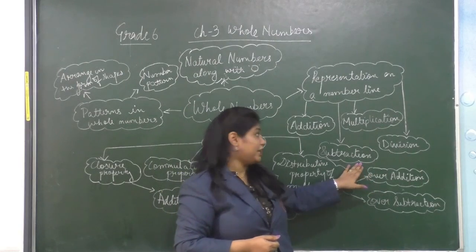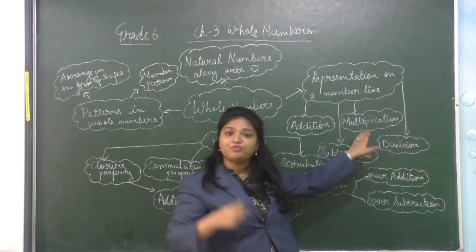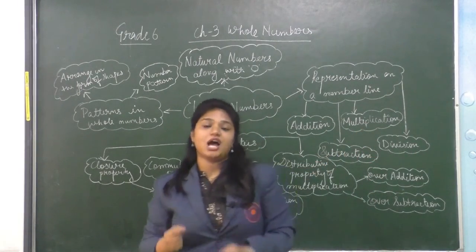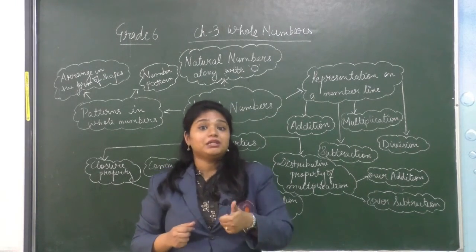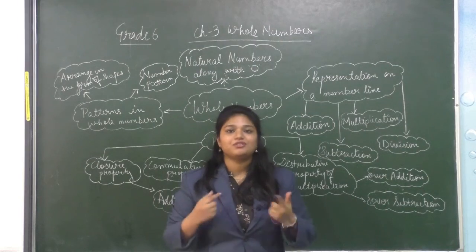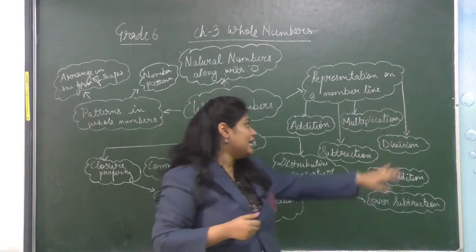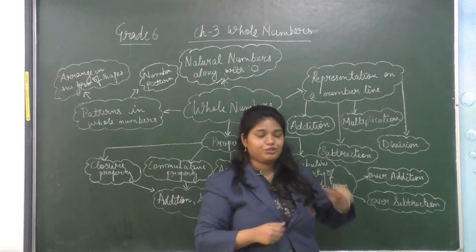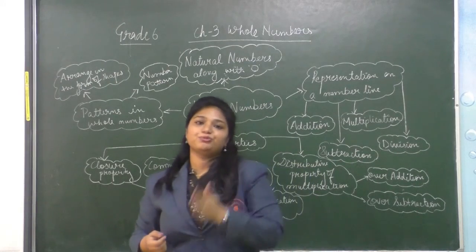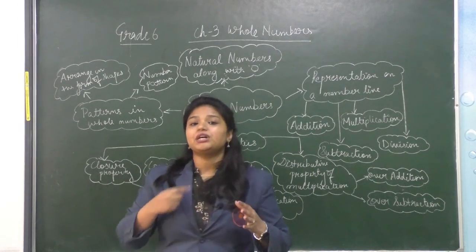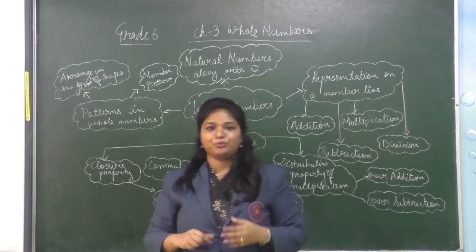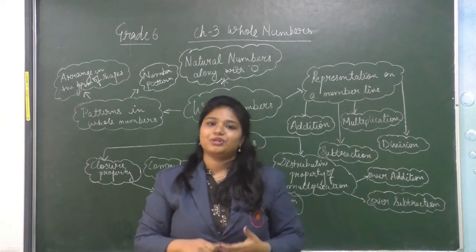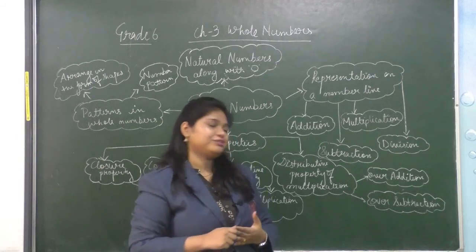For multiplication, we used to move ahead and we used to start our operation from the number 0. Multiplication is also known as repeated addition. Last we have division. For division, we used to move backwards and we continued our operation till we reached the number 0. Division is also known as repeated subtraction.